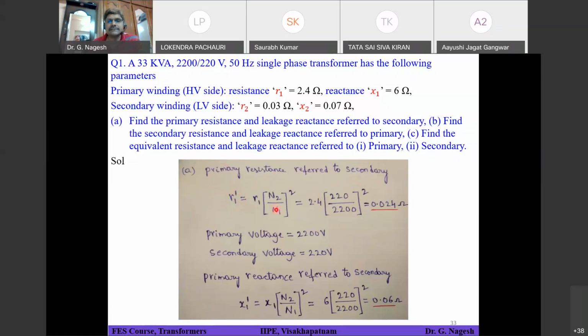So R1 dash equals R1 into N2 divided by N1 whole square, which is 0.024. In the present case, primary voltage is 2200 and secondary is 220 volts. Primary reactance referred to secondary, same formula here: X1 into N2 divided by N1 whole square, which is 0.06 ohms. Right, so this is only the normal formula which we have already seen. If you apply that, you should be able to get these two answers. Right, so hope everyone understood this, right?